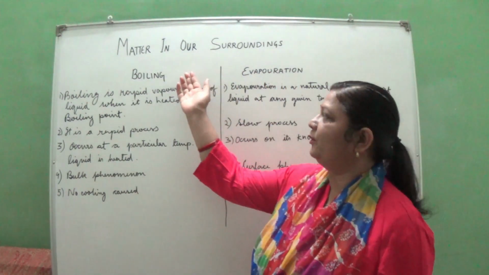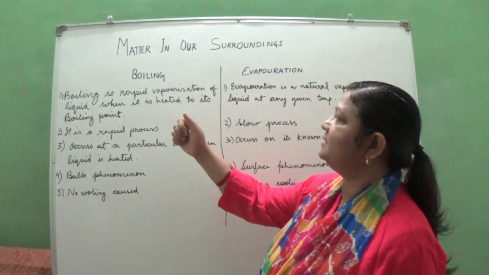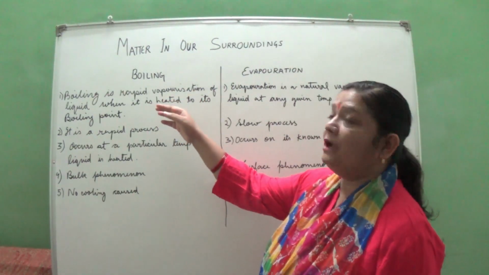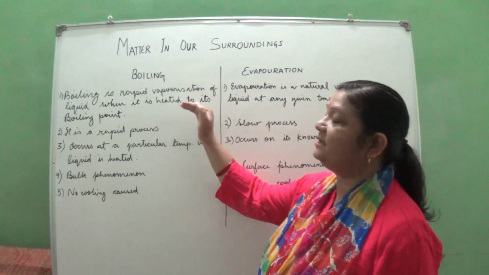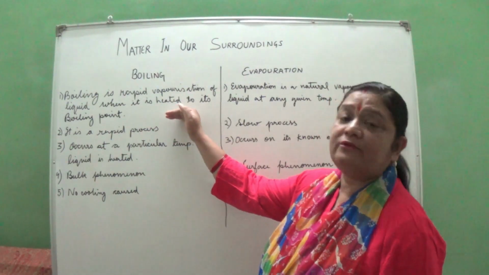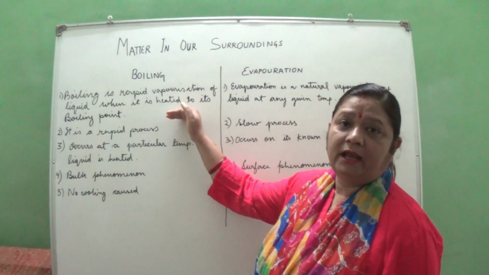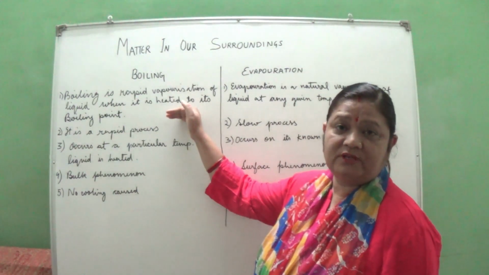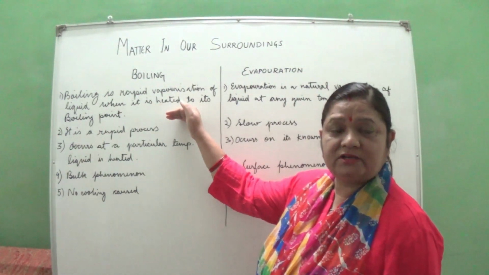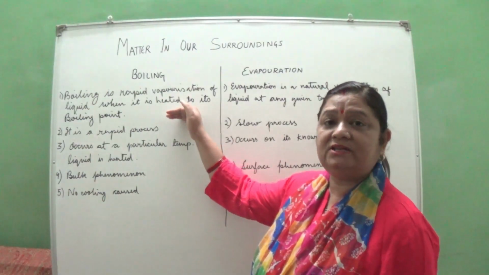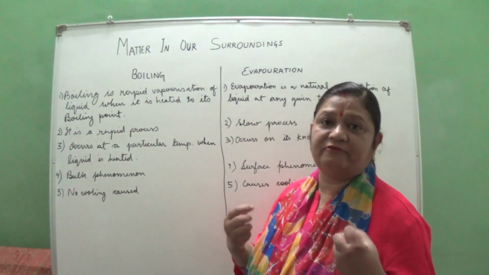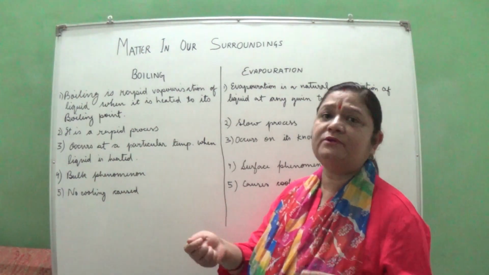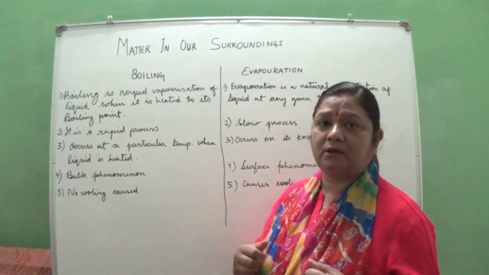When we are saying boiling is a fast process, isn't it? So it is a rapid vaporization of liquid when it is heated to its boiling point. For example, if you take water, it boils at which temperature? 100 degrees Celsius. As soon as water reaches 100 degrees Celsius, what do you see? Tremendous amounts of vapor over the vessel. Suppose you take a vessel, just boil it on the stove.